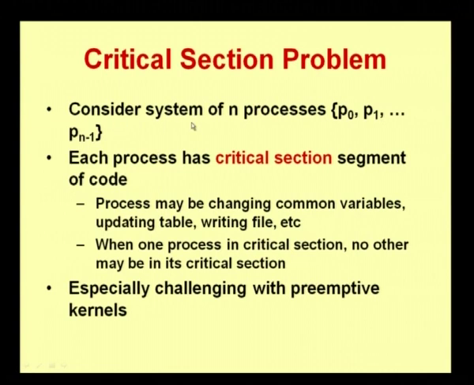Here consider a system of n processes wherein you have P0 as one process, P1 as the other process, and so on up to Pn minus 1. Each process has a critical section of code. A process may be changing common variables, updating a table, writing files, etc. When one process is in its critical section, no other process will get into its critical section, and this is challenging with respect to preemptive kernels.